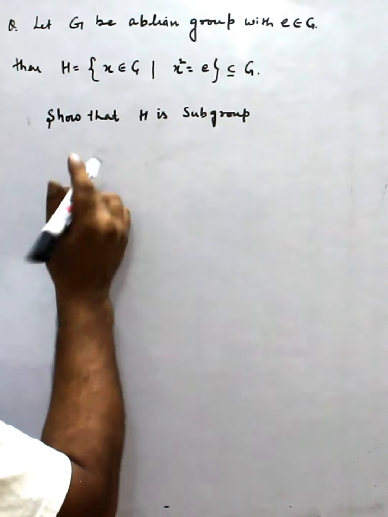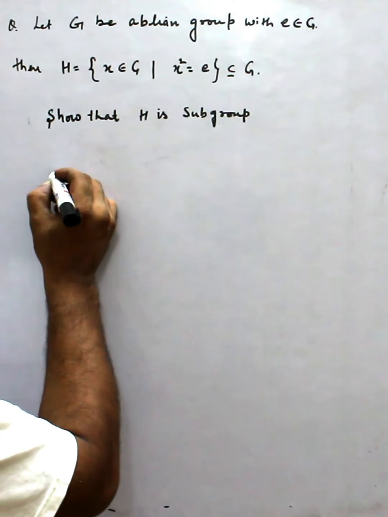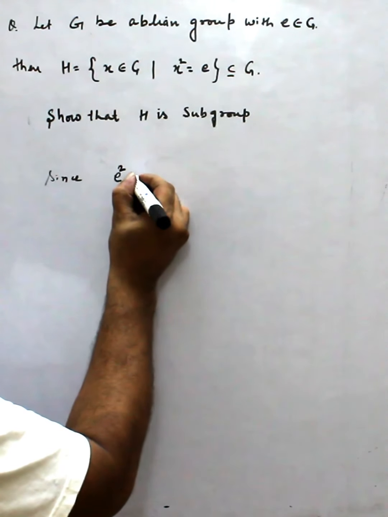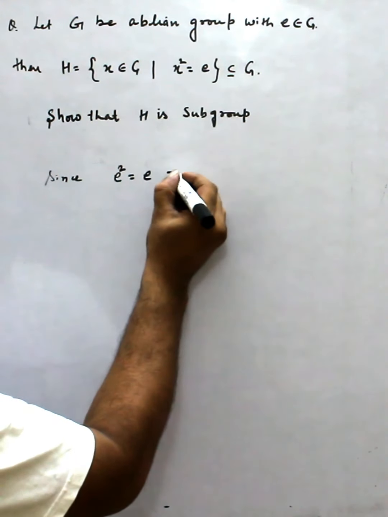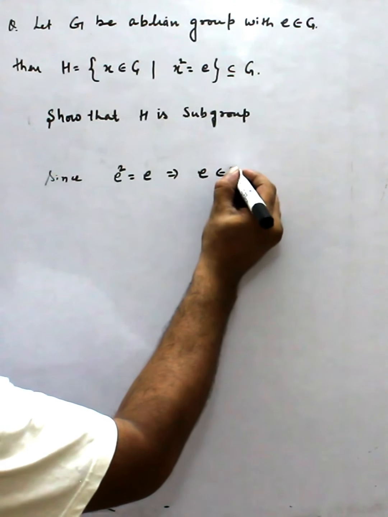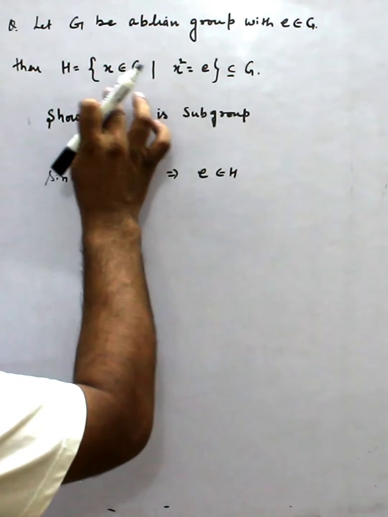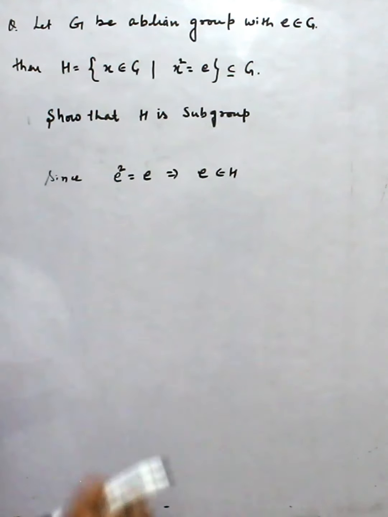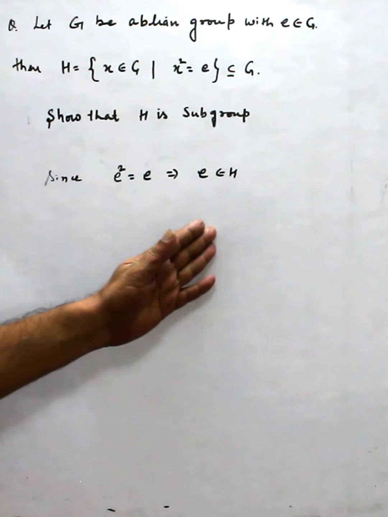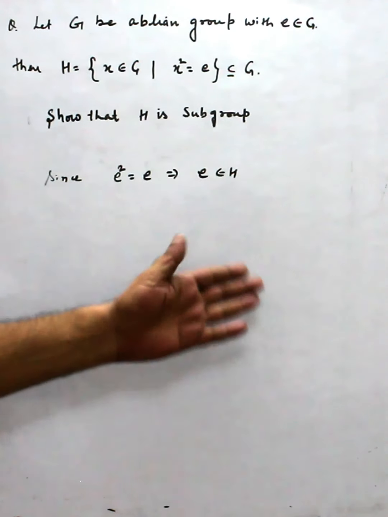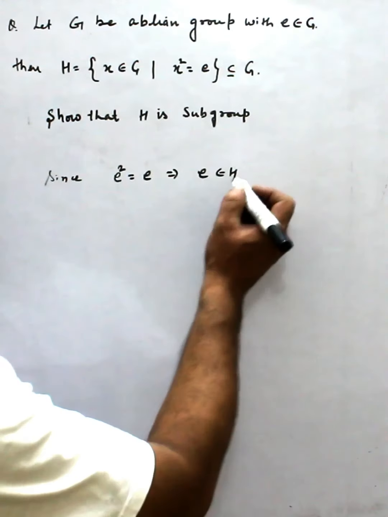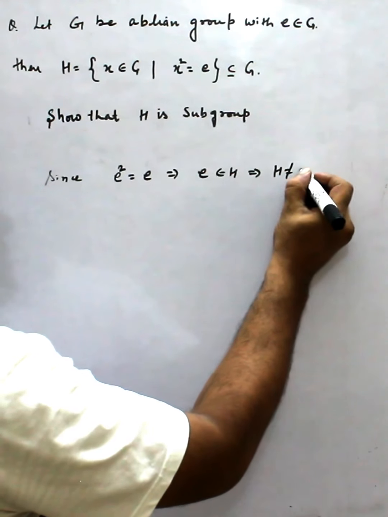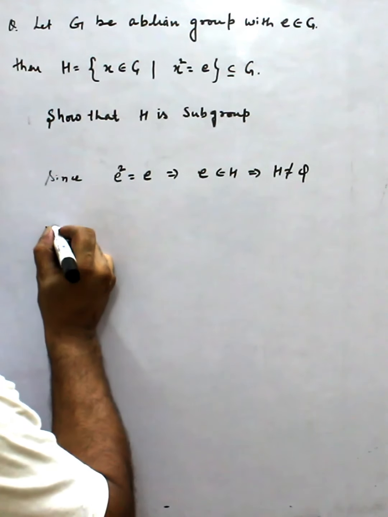Obviously, since e square is equal to e, therefore e belongs to H, because H contains those elements whose square is equal to identity. That means e square obviously equals identity, the square of identity is identity. So e belongs to H implies H is non-empty.